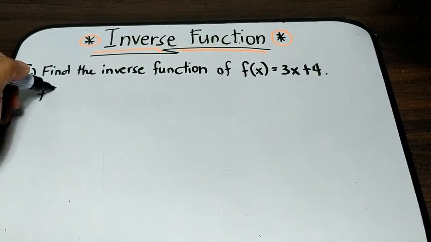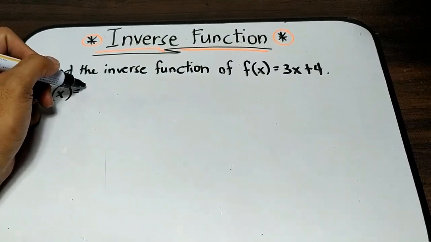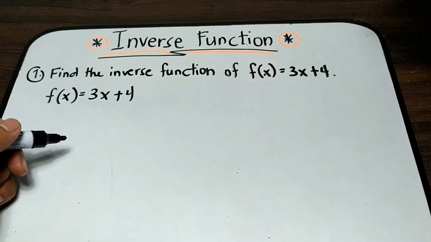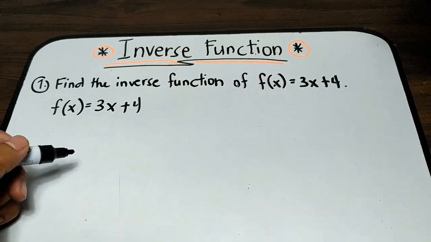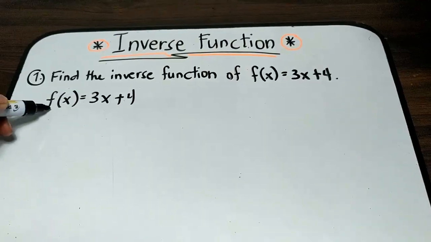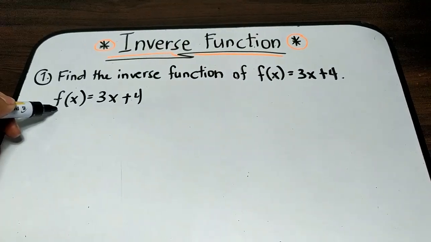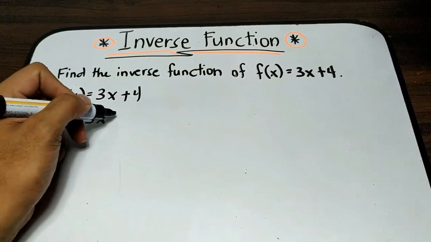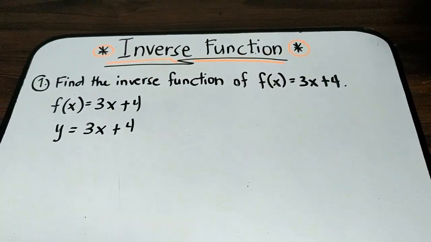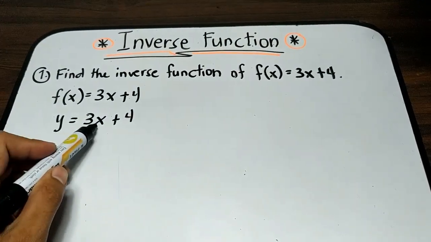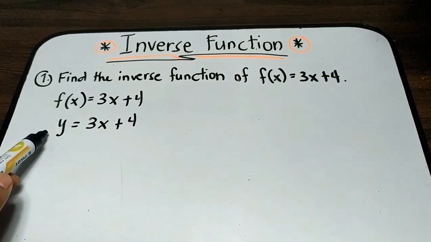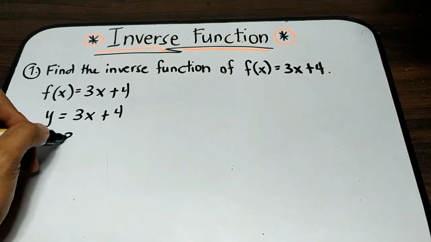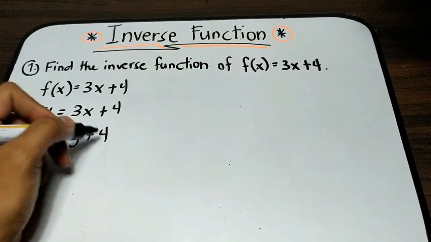So, meron tayong f of x is equal to 3x plus 4. Ang unang step para mahanap natin yung inverse function ng given function natin is i-replace natin yung f of x by y. So, meron tayo ngayong y is equal to 3x plus 4. Ang next step ay pagpalitin natin yung variable x and y. So, magkakaroon tayo ng bagong equation. The next one is we have x is equal to 3y plus 4.